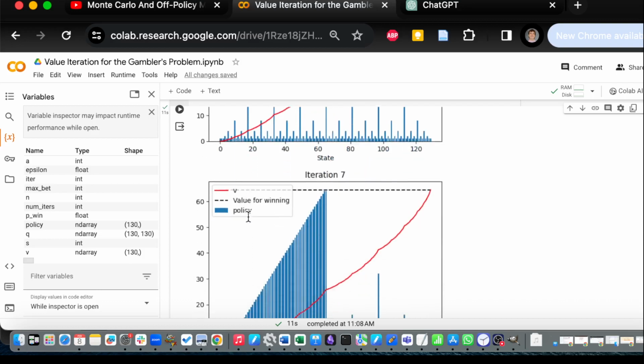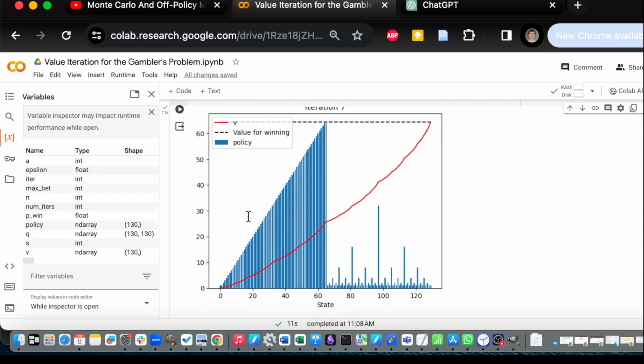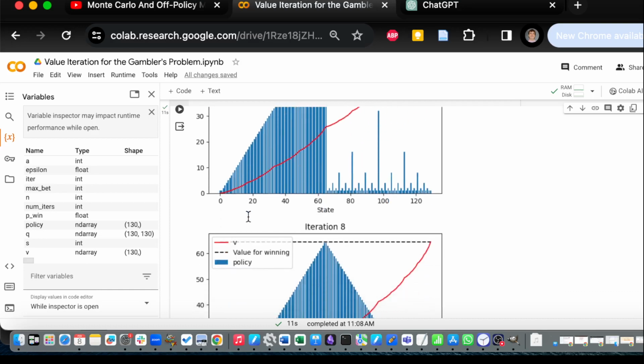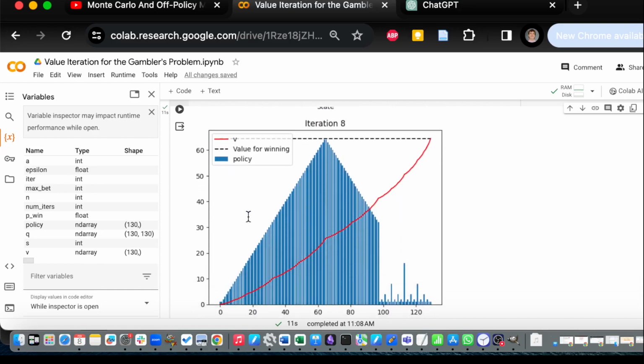But then something really weird happens. This whole thing just gets filled in. It says, wait a second, we can do slightly better by doing the max bet always over here. And wait a second, we can do slightly better by doing the max bet all the way over here.